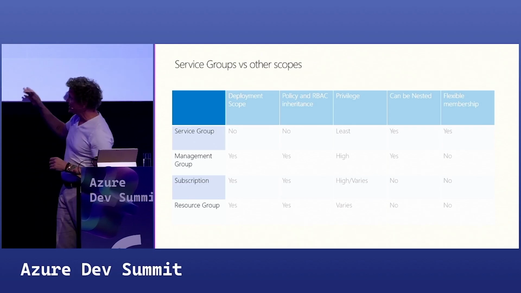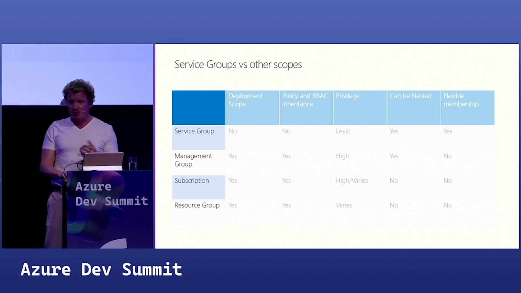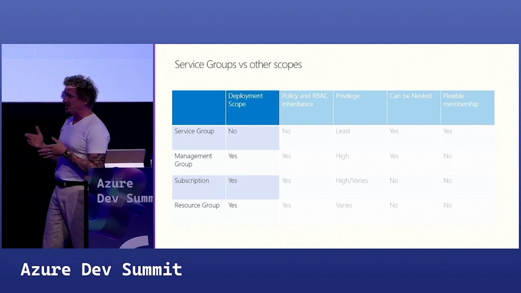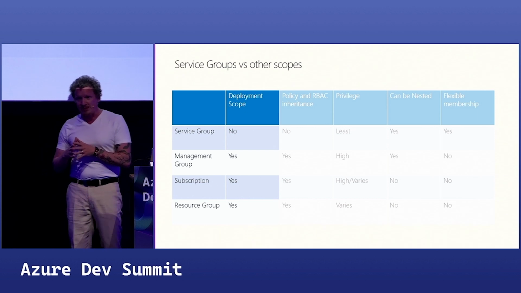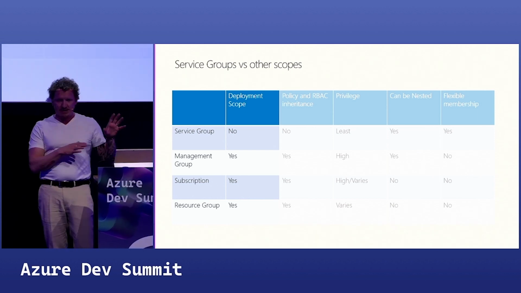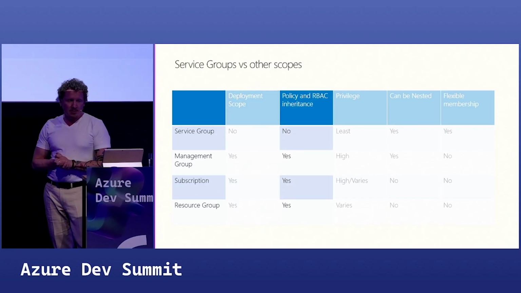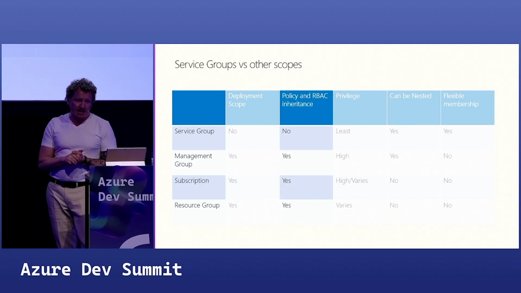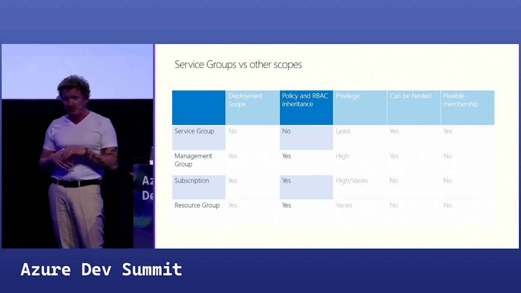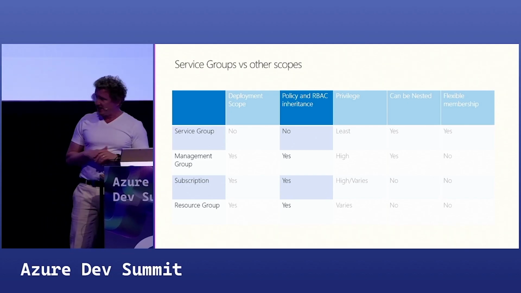Management group, subscription, resource group. These are the things you knew, the things you have been using. This is not a deployment scope. It has nothing to do with deployments. Deployments happen in the subscription, in a resource group, and so on, right? And that's where that is taking place. Policy and RBAC inheritance? No, it has nothing to do with access control into your resources and stuff. It's none of that. I should make that slide.